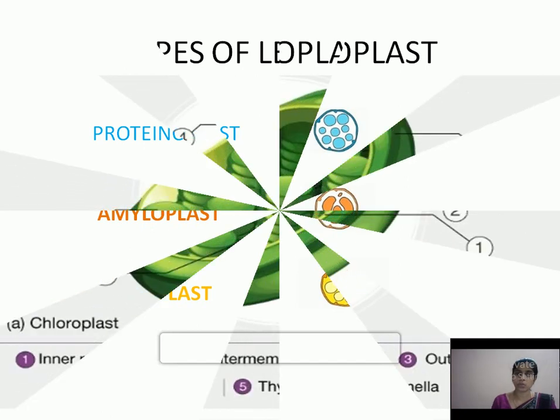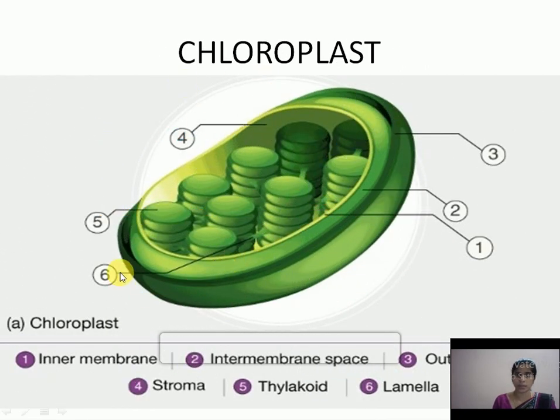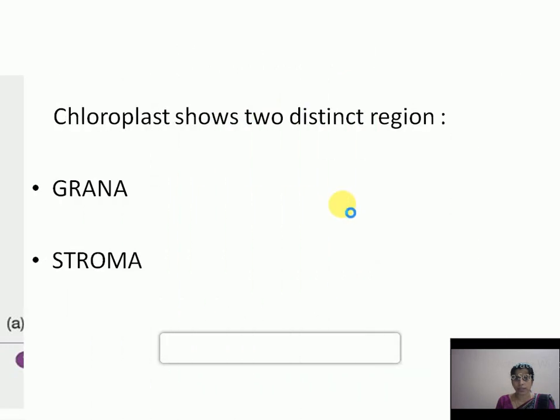And next we are going to discuss chloroplast. This is the chloroplast. See the chloroplast structure. This is the outer membrane, this is the inner membrane, and this center one is the intermembrane space. This is showing outside, this is the middle one, and this is the inner one.